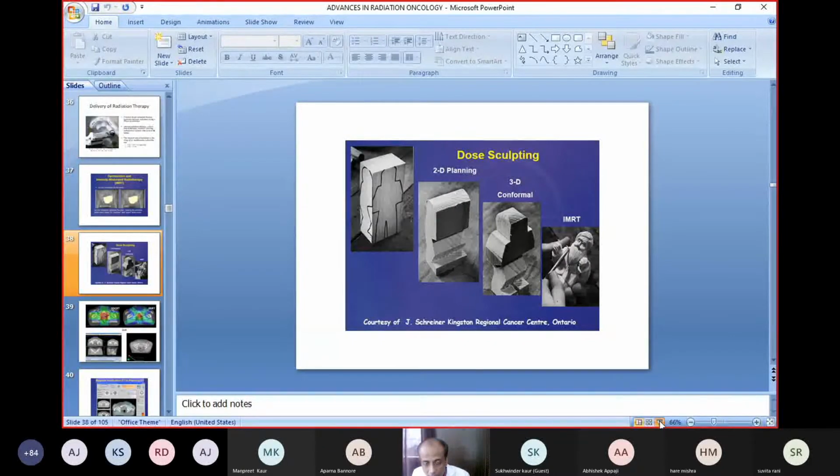If we give a two-dimensional therapy, we will have a square field only, like this x and y axis, two axes, and we will be treating everything coming inside this. If we do a three-dimensional conformal radiation therapy, then we will be limiting our field to the edges of the patient, avoiding these normal areas which should not get radiation.